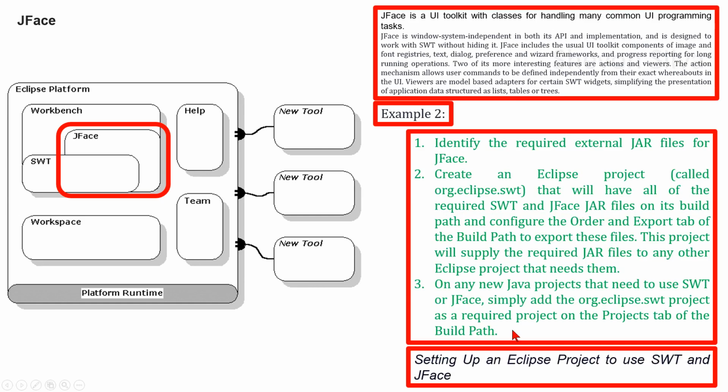As example 2, we can consider setting up an Eclipse project to use SWT and JFace. Step 1. Identify the required external jar files for JFace. Step 2. Create an Eclipse project called org.eclipse.swt that will have all the required SWT and JFace jar files on its build path, and configure the order and export tab of the build path to export these files. This project will supply the required jar files to any other Eclipse project that needs them.